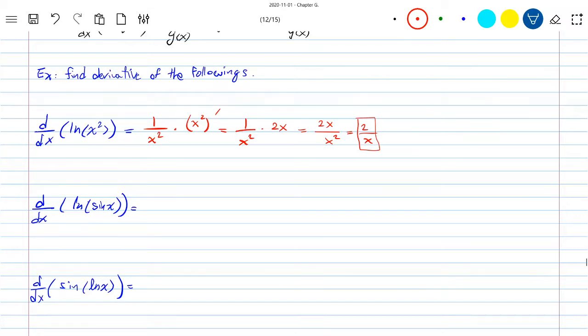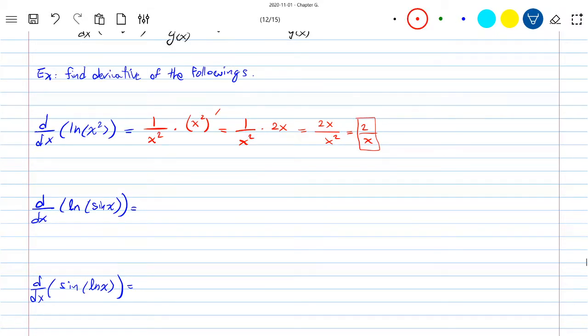How about d over dx of ln of sine x? Again, this is input. Let me fix this notation. ln of sine x. Sine is not multiplied by the ln function. If it was multiplied, we would write it as ln x times sine x. If I write ln of sine x, this is an input. Think about this as like a square root of something. ln operates on the sine function. So it's a composition of functions.